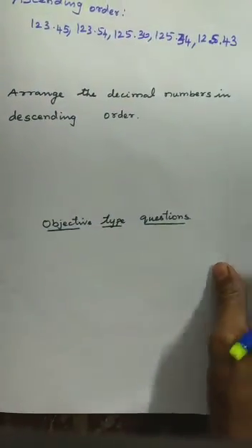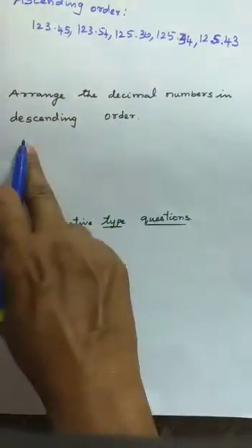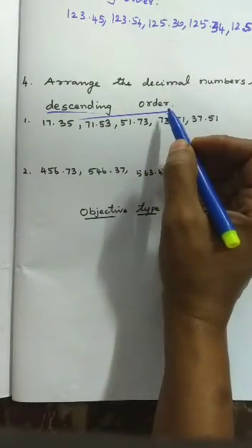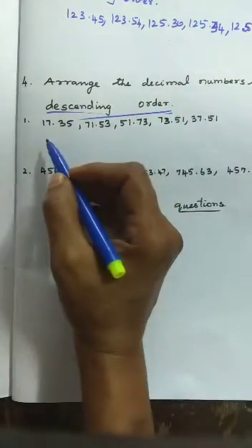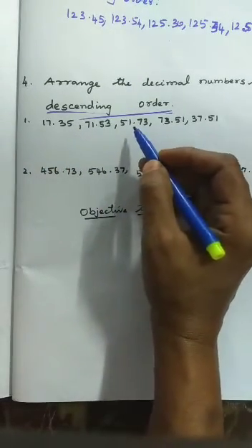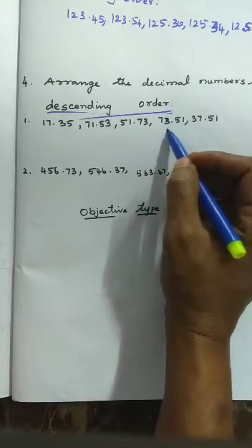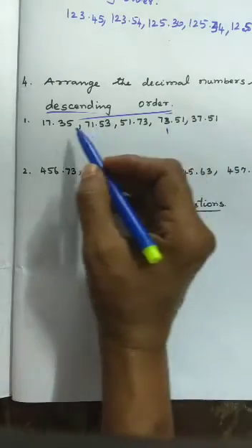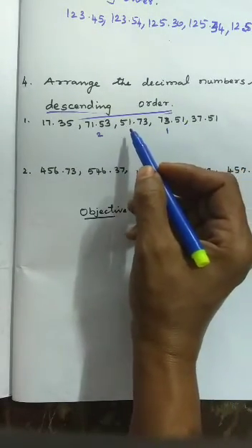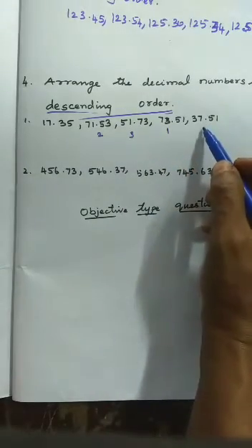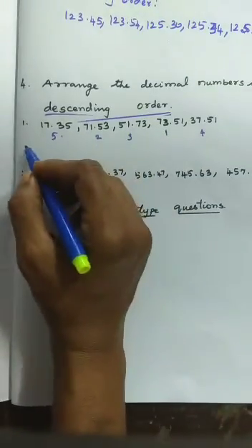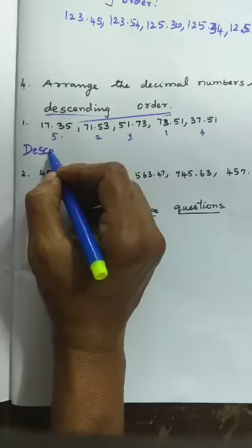Next, arrange the decimal numbers in descending order. Descending order means bigger to smaller. See 17, 71, 51, 73. So this is the first one. This is 37, isn't it? Next 71 is second. Then 51, this is third. Then 37 is the fourth one and 17 is the fifth one. Write as descending order.